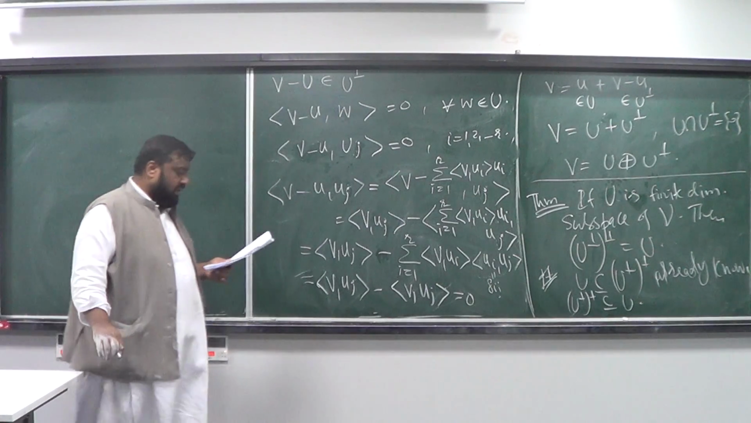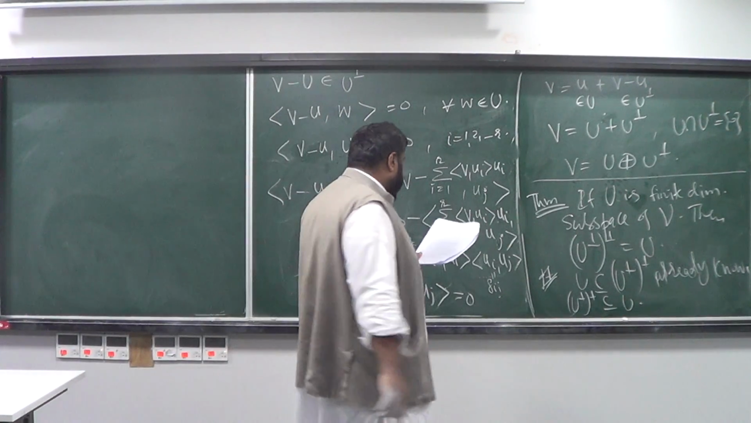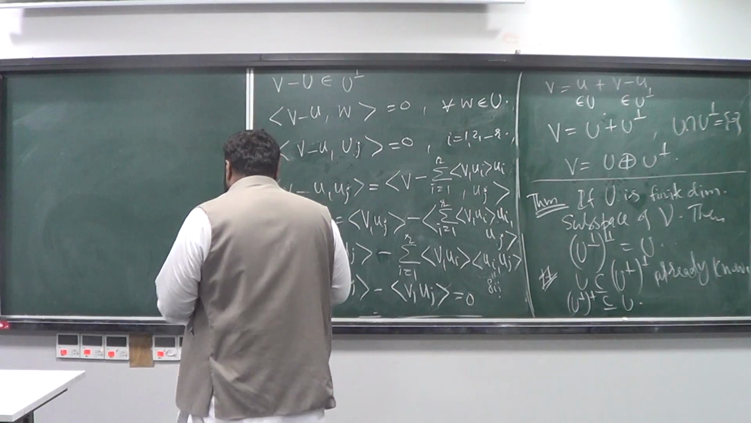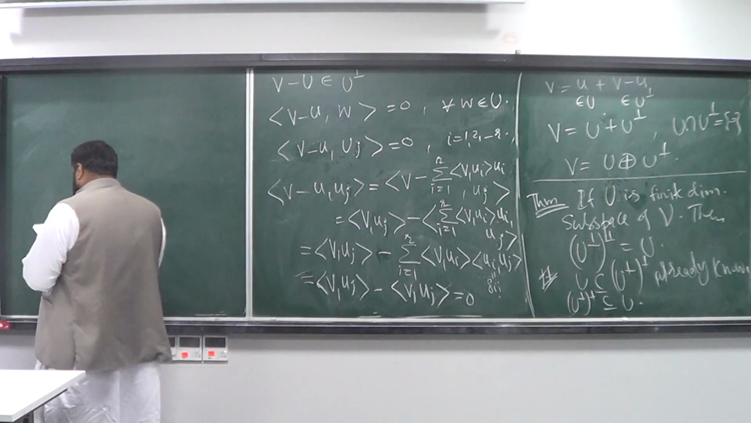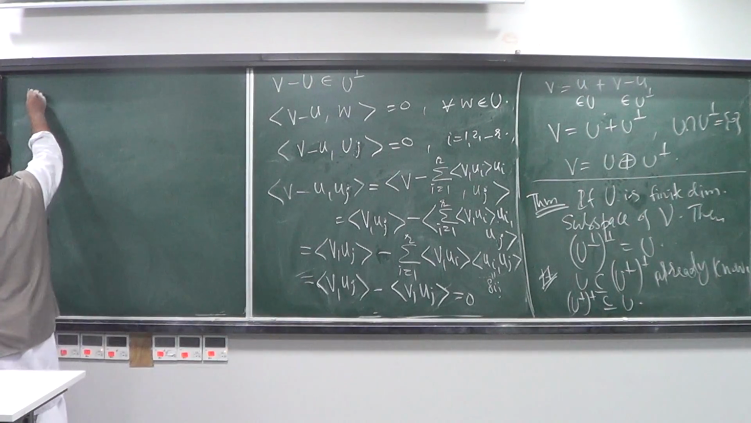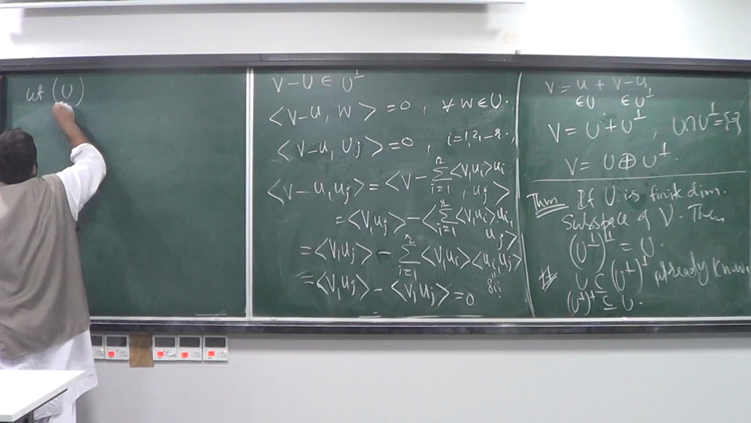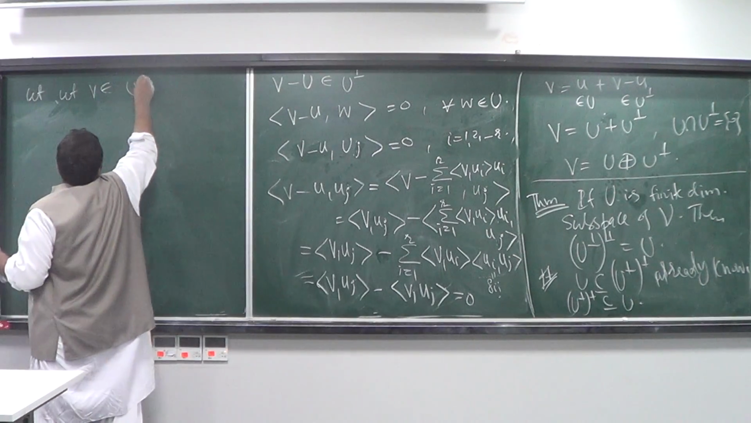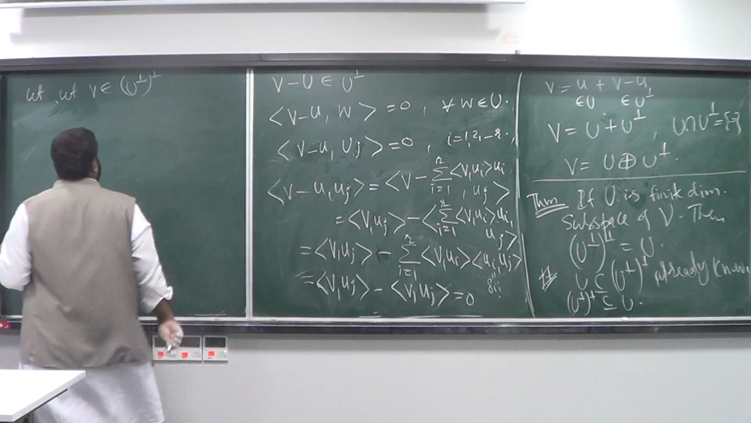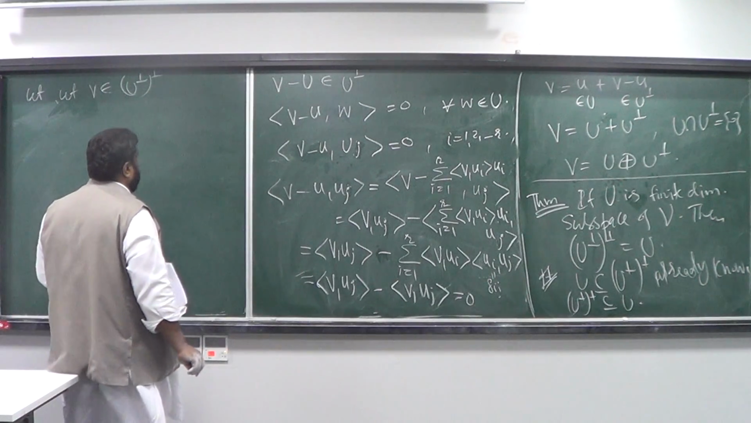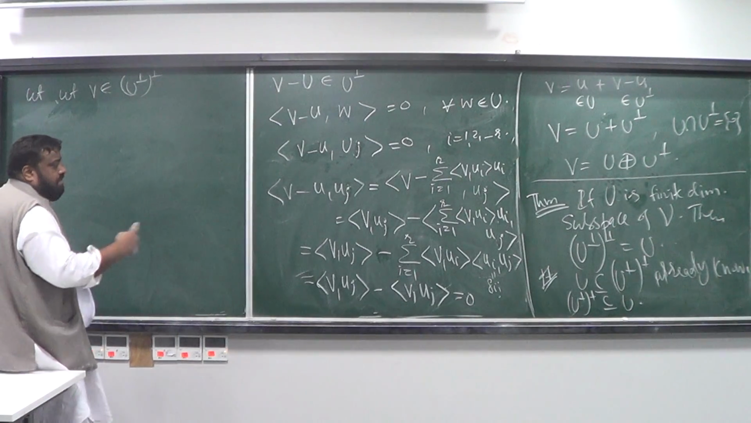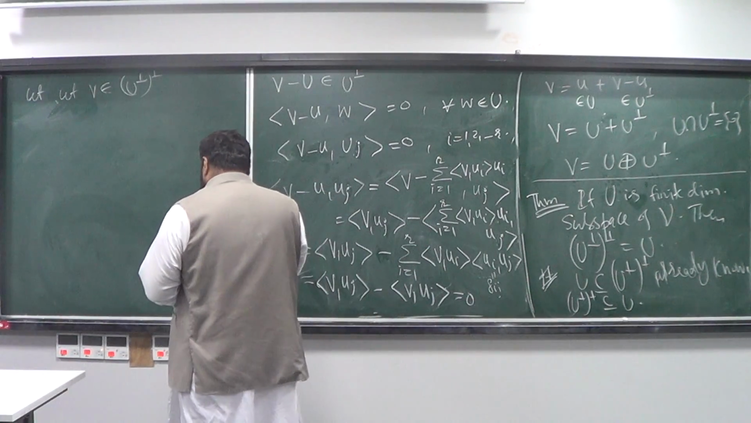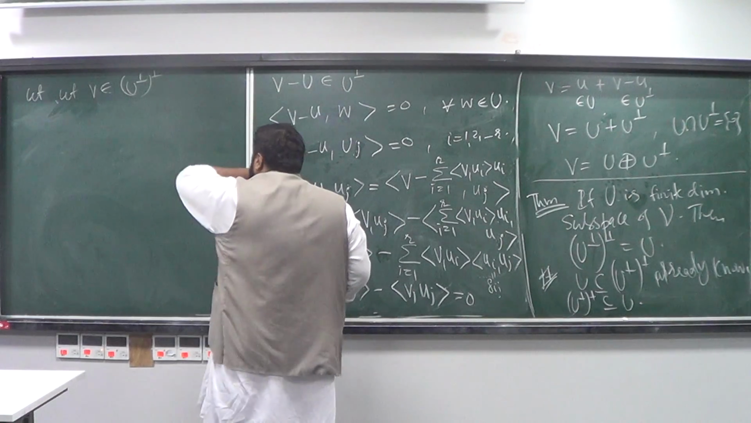Now, let's take an element from the perp of the perp, and I need to show that this element is also in U. This must be an element in U.